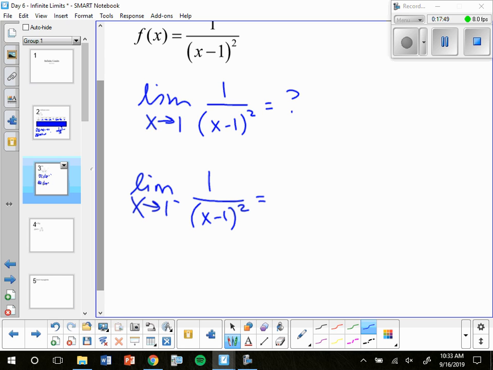Yes. Is it positive or negative? But then I square it. So what does it become? Positive. So 1 divided by practically 0 and positive. What's that going to? Positive or negative? Positive. Does that make sense? 1 divided by a tiny, tiny, tiny, tiny positive number is going to positive infinity.